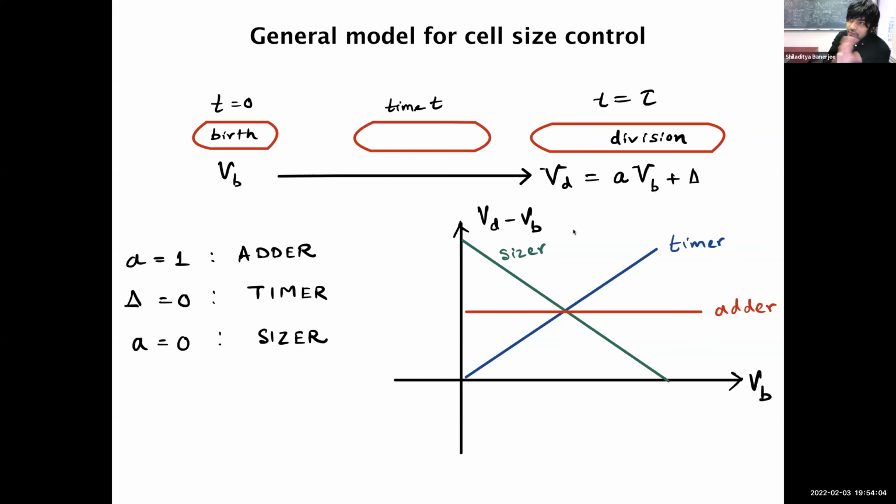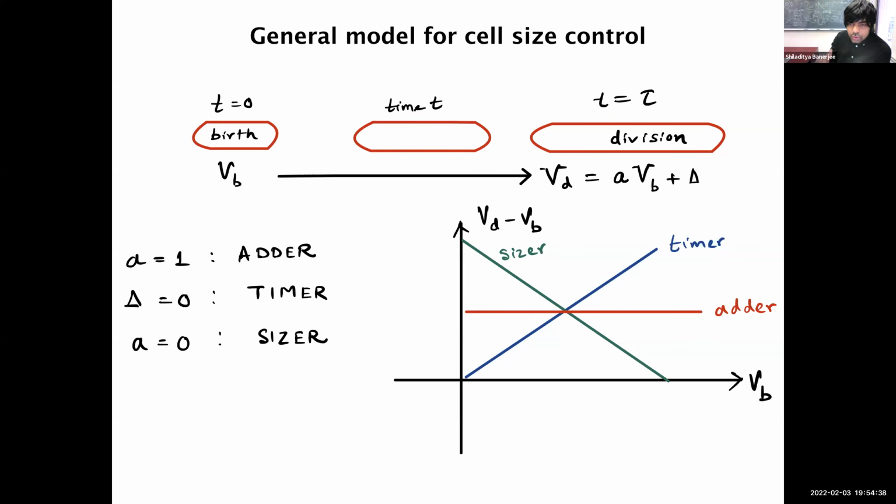These different classes of models can be classified using this graph here, where I'm showing the difference between the cell size at division and birth plotted against the volume at birth. These different models will show different correlations. The timer will show a positive correlation between the added size and the volume at birth. The adder will show no correlation, and the sizer will show a negative correlation, okay? Different organisms could do different things, which is captured by this general model.